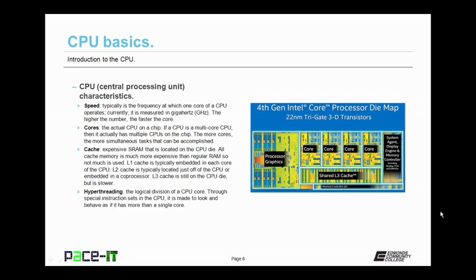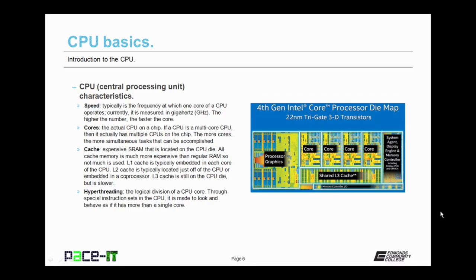Now, let's talk about the cores. The cores are the actual CPU on a chip, on a silicon wafer. If a CPU is a multi-core CPU, then it actually has multiple CPUs on the same chip. The more cores, the more simultaneous tasks that can be accomplished.